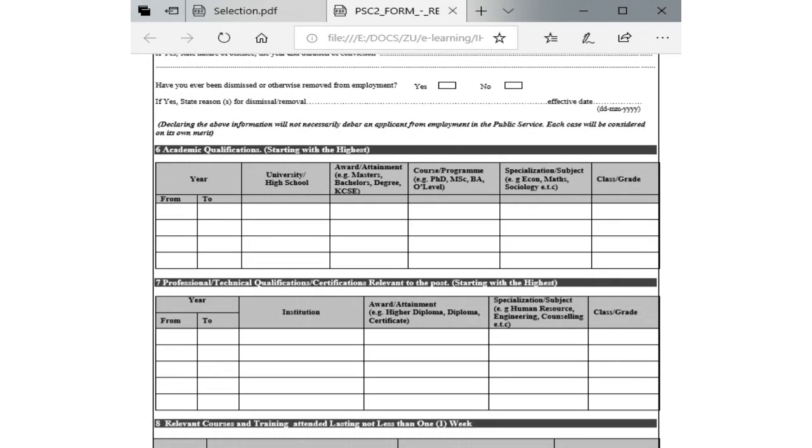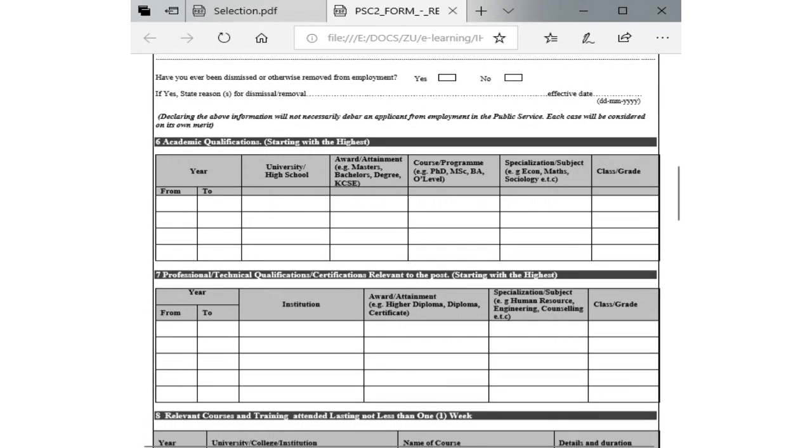Then professional or technical qualifications. If you're doing HR, then you go for IHRM if you were registered. If you haven't, just leave it. It will not help you. If you've done some certificate course for maybe 1 week or 2 weeks or 1 month, then you do the same.